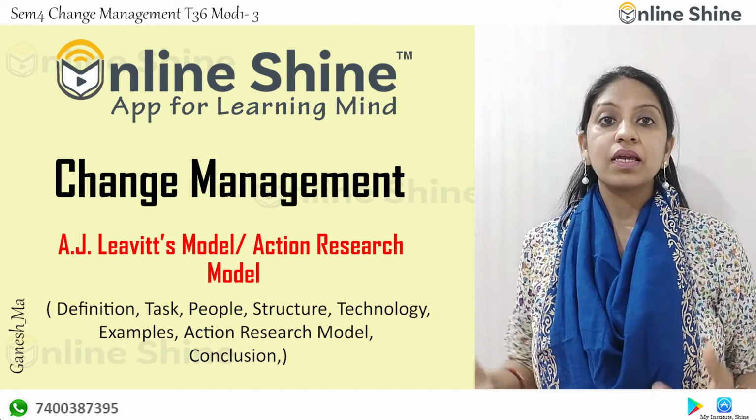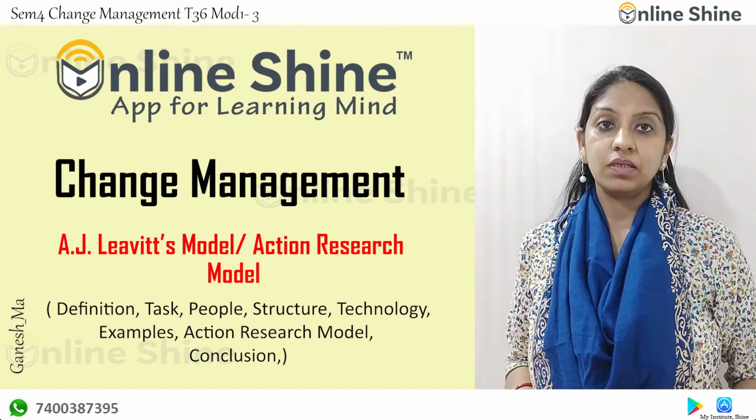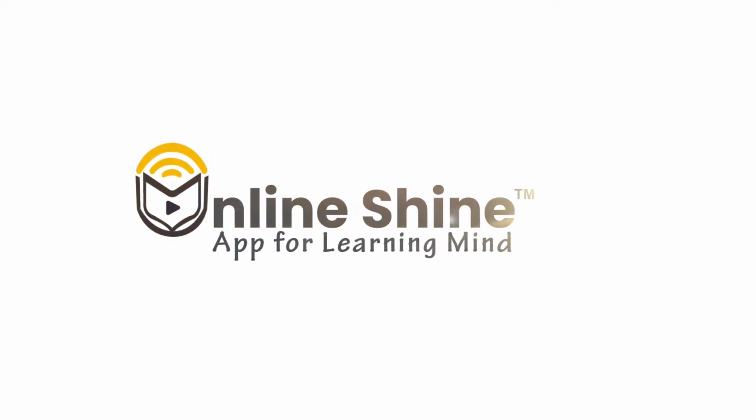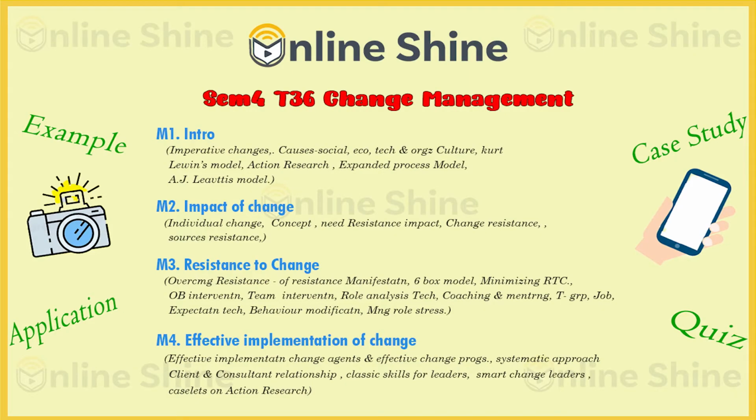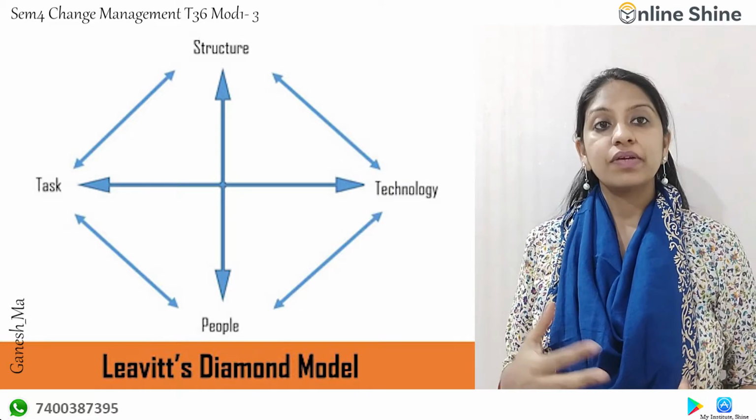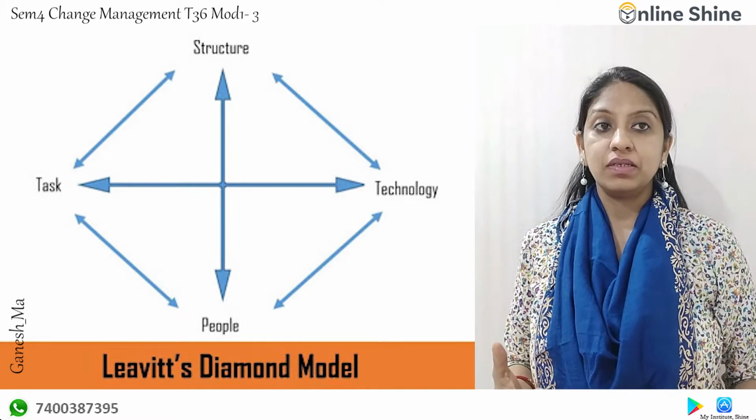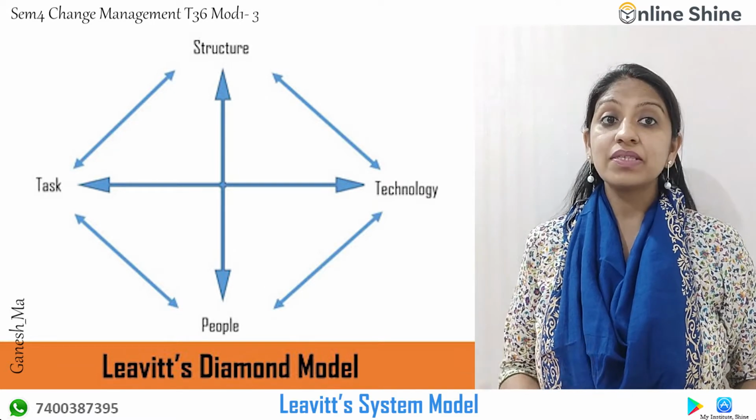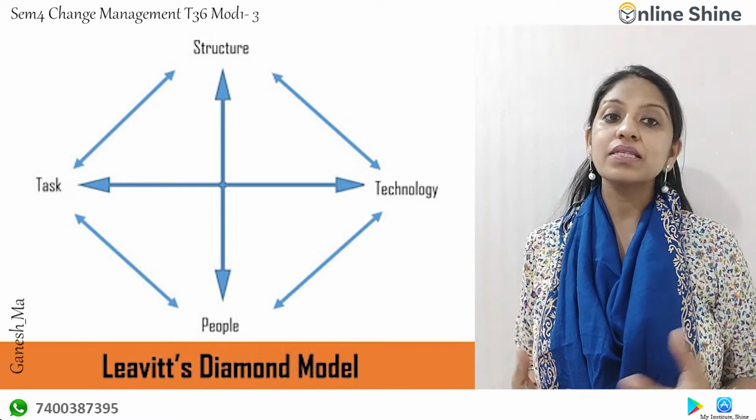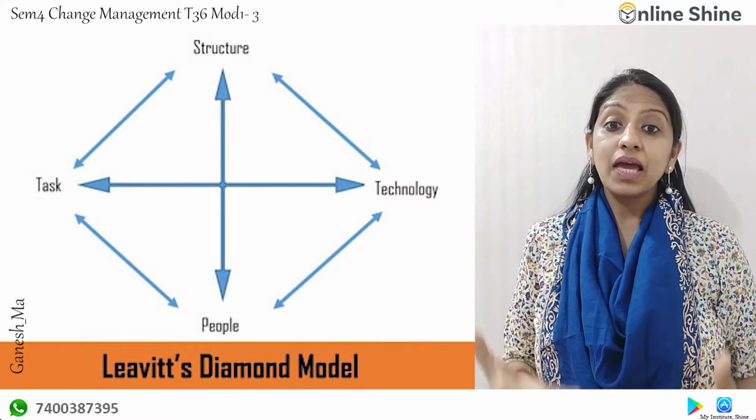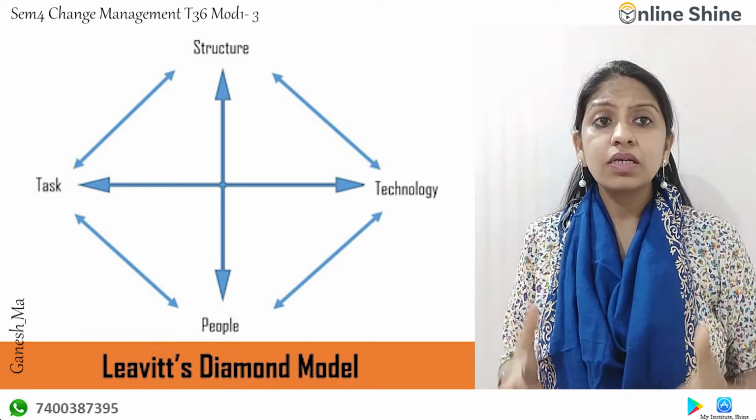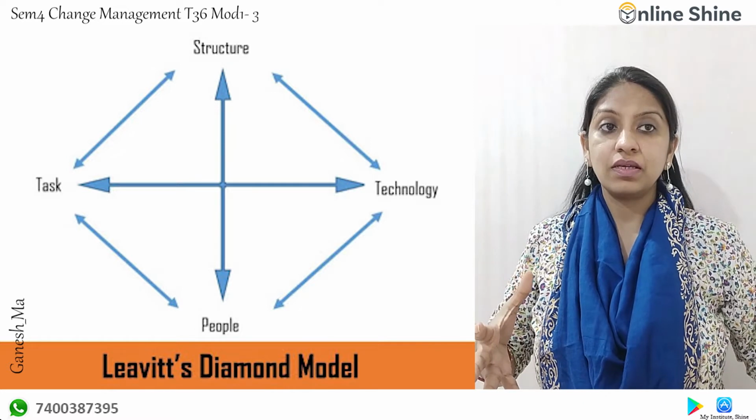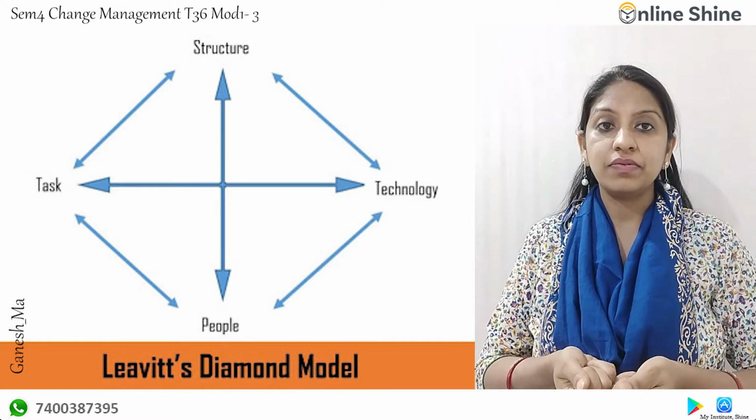Now next is Levitt Model. Levitt developed Levitt's diamond, also known as Levitt's system model, in 1965 as a mechanism for analyzing the organization-wide effects a change strategy will have.